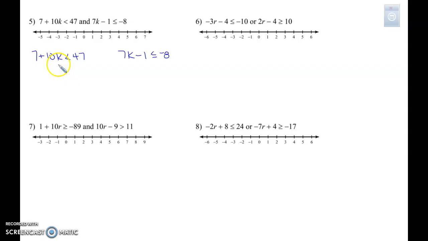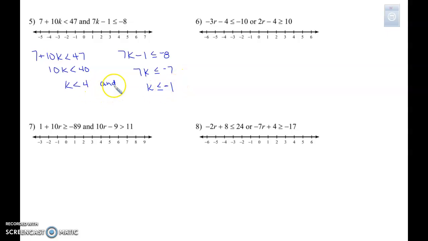All right, so -7, so 10k is less than 40, k would be less than 4, and minus that, so actually add that, so you'd get 7k is less than or equal to -7, divide by 7, so it would be less than or equal to -1.